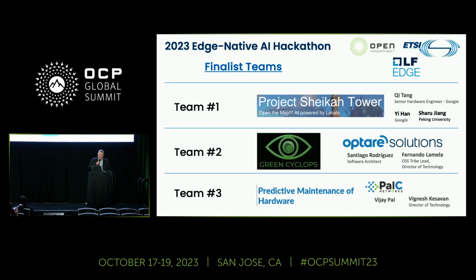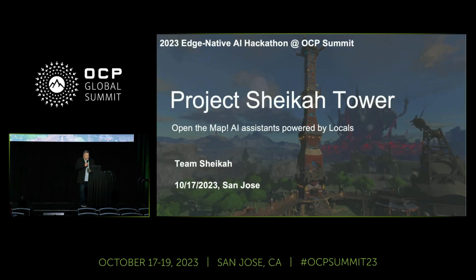Team 2 is Green Cyclops. And Team 3 is Team Palk. So we're running out of time. Let's get started. Let's find out how this turns out. So I'd like to introduce Team 1, Shake Tower, to come up here and present their results, their solution.